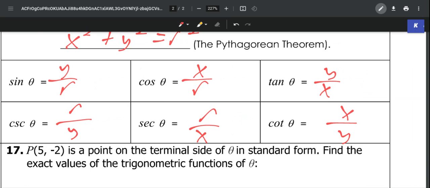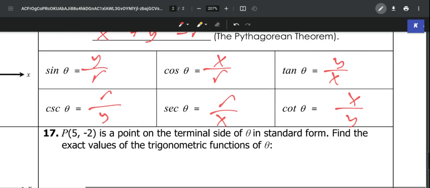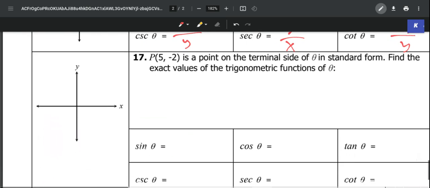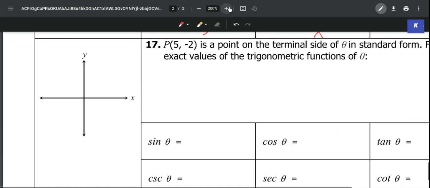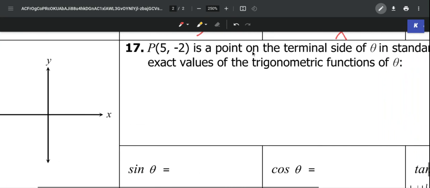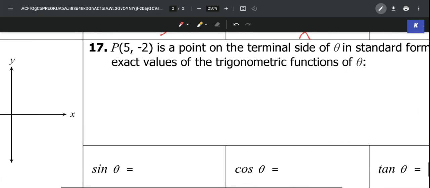All right, now we're going to look at an example of doing this, because I know that's probably a little bit confusing. So we've got the point 5, negative 2. The first thing you're going to do is plot that, because it's going to be a point on the terminal side of theta.